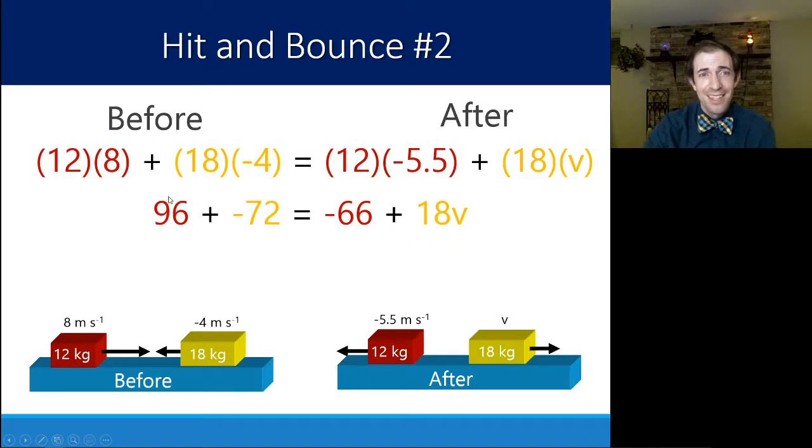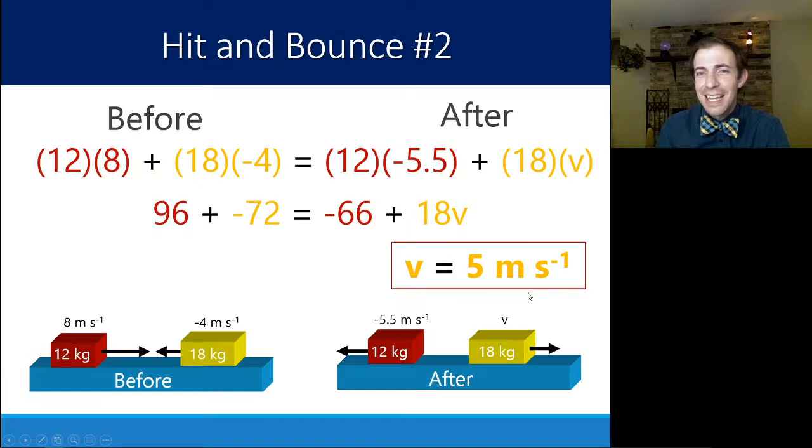Well, I can plug in those values, and I end up with the red block having a positive 96 momentum, the yellow a negative 72. So overall, there's an overall momentum to the right still. Then I've got negative 66 plus 18v. I add 66, divide by 18, and I get a final velocity v of 5 meters per second. Now this velocity can be found because we were able to find the total momentum before and set that equal to the total momentum after, and the only unknown was one of those velocities.